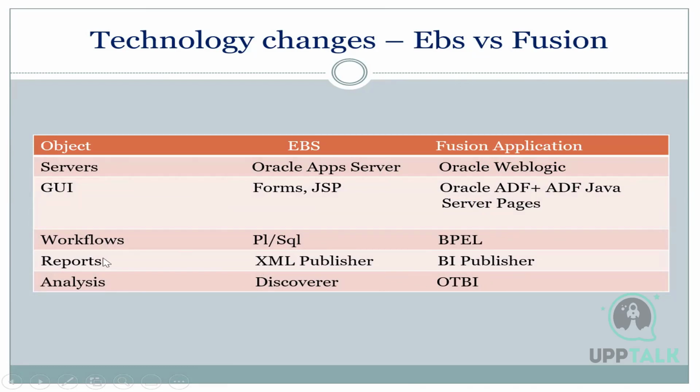In reports, what kind of reports do we generate? In analysis, we have Discoverer, and in Fusion applications, we have OTBI, Oracle Transactional Business Intelligence. So this is the way we gather information and generate reports and analysis. These are the different technology changes that we have in EBS versus Fusion.